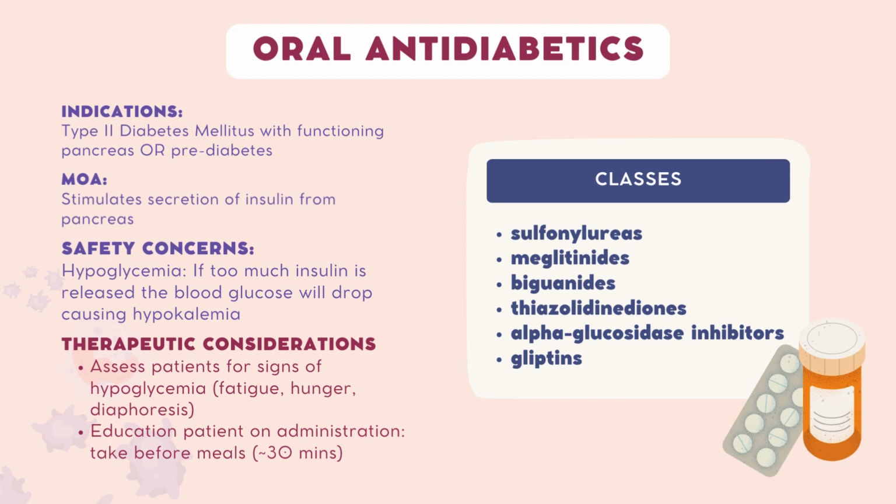Now, there are also some therapeutic considerations we should look out for. We should first assess the patient for signs of hypoglycemia, and that actually is right after we would administer the oral antidiabetic. And signs of hypoglycemia include fatigue, hunger, and diaphoresis. We also want to educate our patient on administration. So we want them to take it 30 minutes before meals in order to have the best efficacy and safe process.